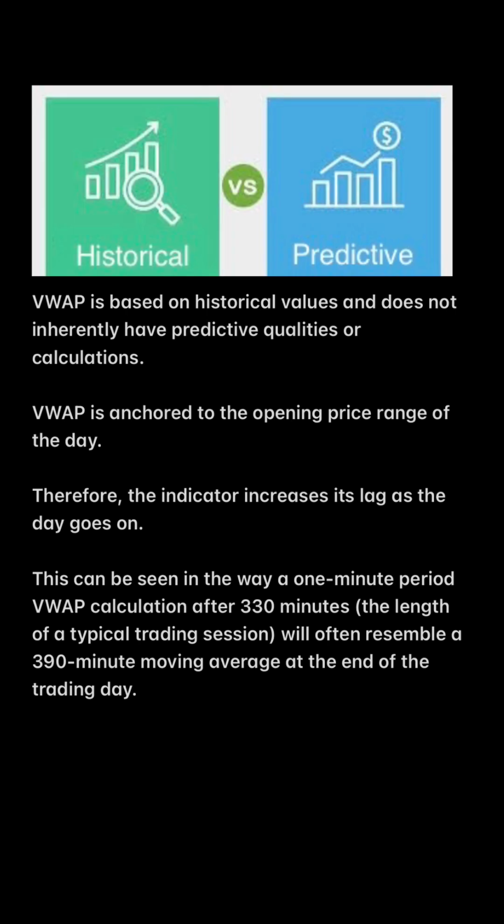Also, VWAP is based on historical values and does not inherently have predictive qualities or calculations. VWAP is anchored to the opening price range of the day. Therefore, the indicator increases its lag as the day goes on. And this can be seen in the way a 1 minute period VWAP calculation over, say, 390 minutes, which is a typical trading session day, will often resemble a 390-minute moving average at the end of the trading day.